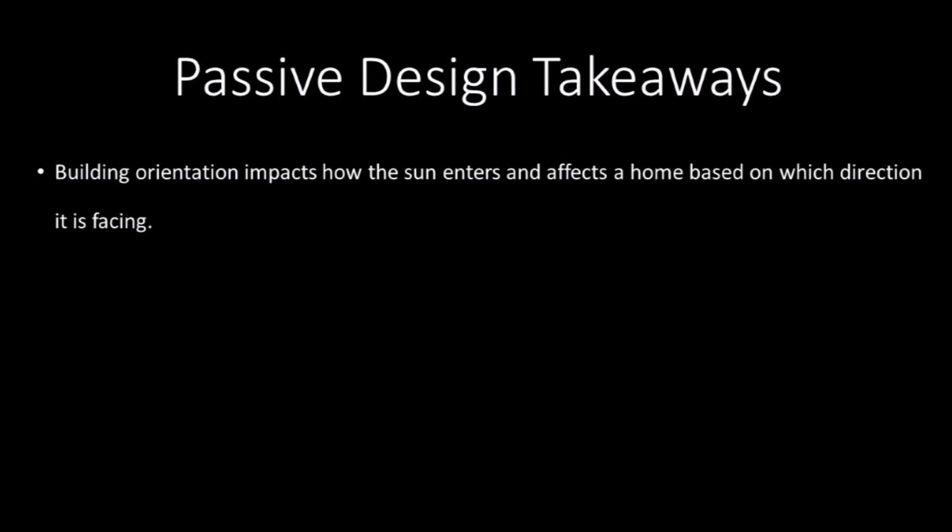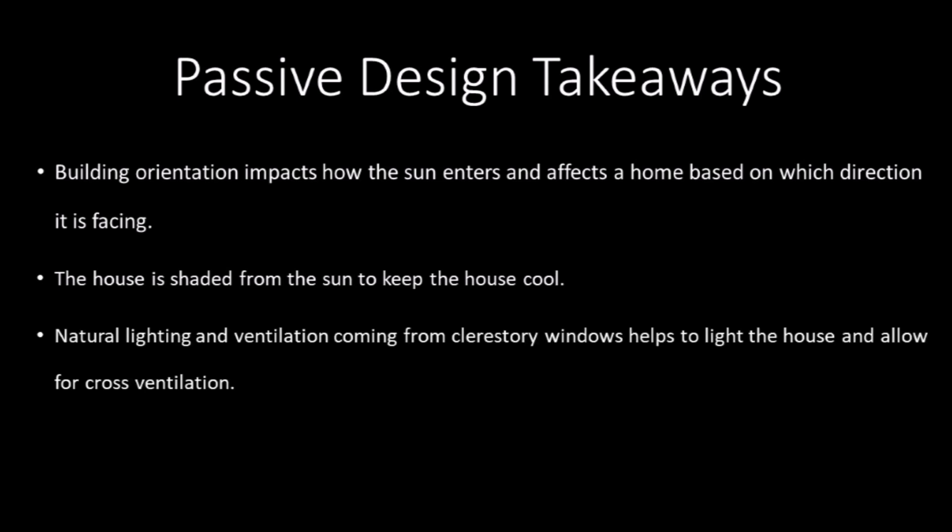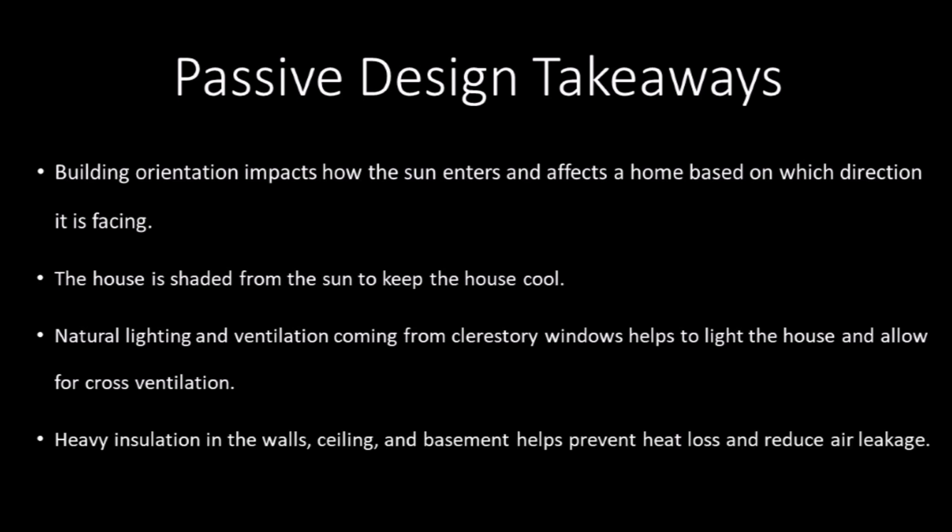In summary, the Universal Design Living Laboratory was designed to incorporate several passive features to reduce the home's environmental impact. These passive design features include building orientation, which impacts how the sun enters and affects a home based on which direction it is facing. In the summer, the sun is shaded to keep the house cool. Natural lighting and ventilation coming from clear-story windows helps to light the house and allow for cross-ventilation. Heavy insulation in the walls, ceiling, and basement help prevent heat loss and reduce air leakage.